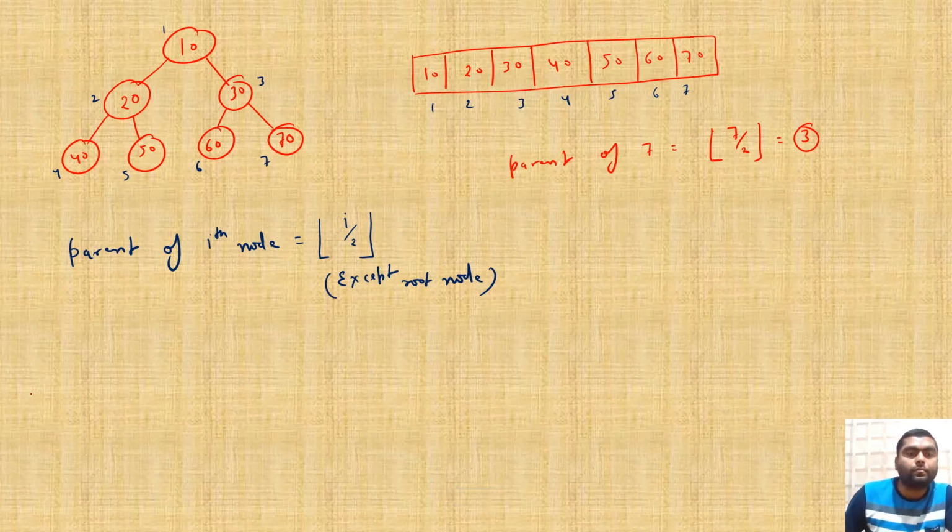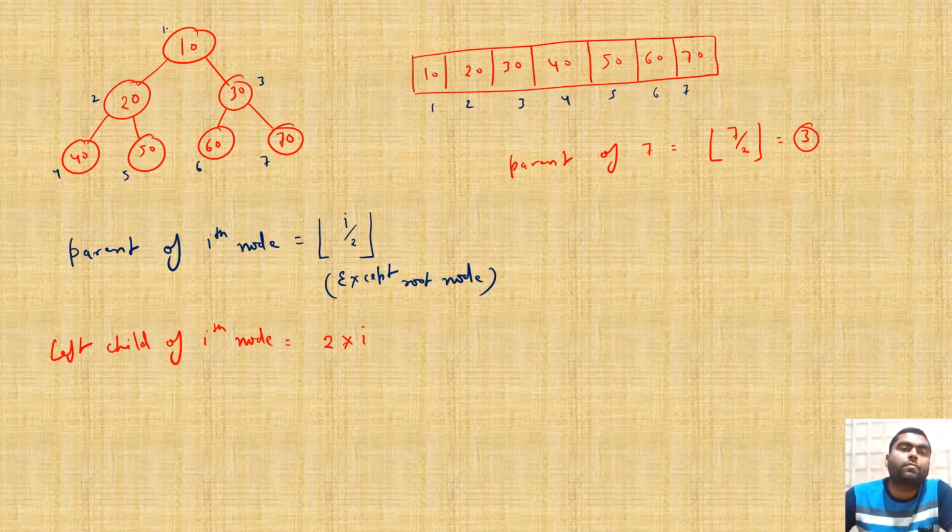Okay, so two important things, left child and right child of the ith node. So left child of the ith node is always 2 multiplied by i. Check it, what will be the left child of the first node? 1 into 2, 2. What will be the second's? 2 into 2, 4. So similarly. Okay, and what will be the right child? Right child must be 2 into i plus 1, always.